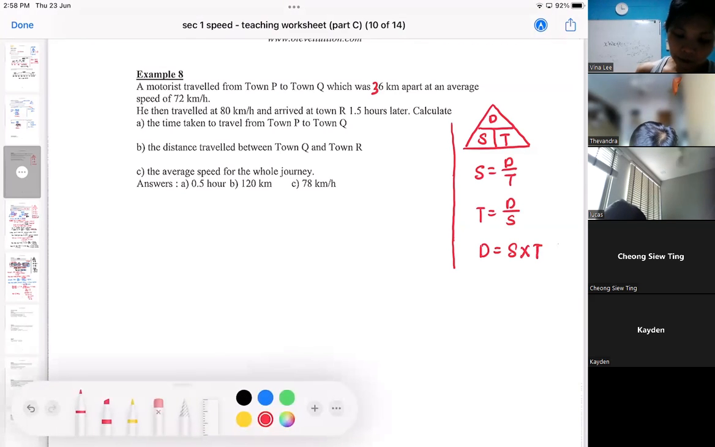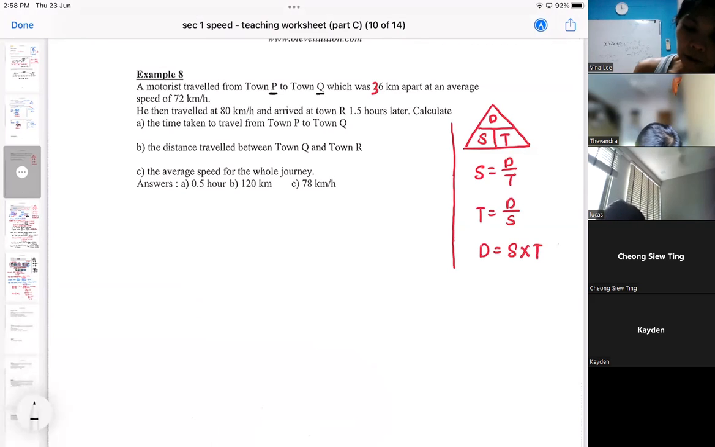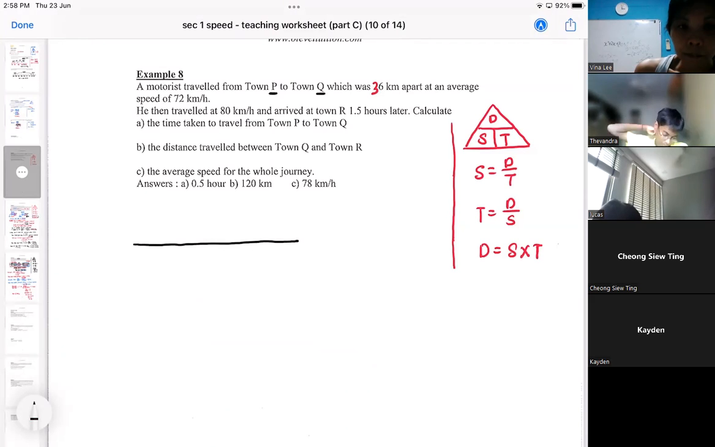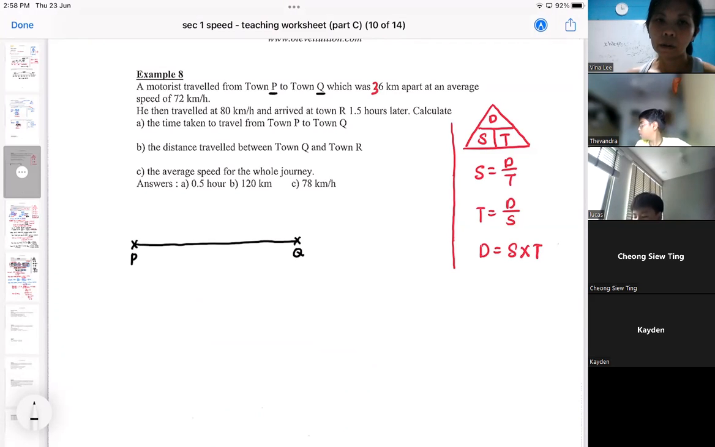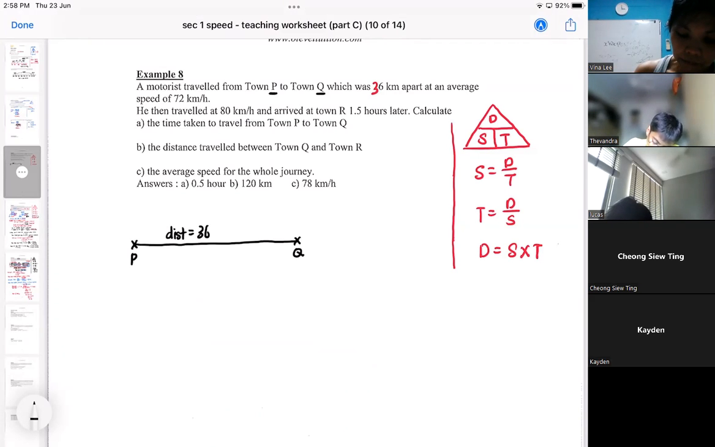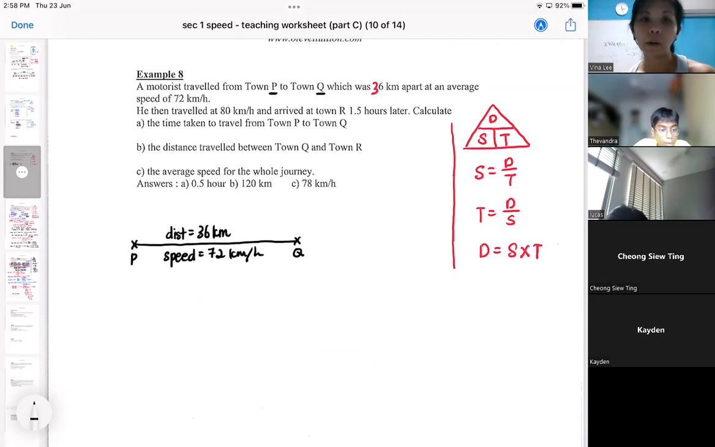So here, I'm going to draw my information. I got P, Q, and R. So I'm going to draw for P first to Q. I will usually put the information like this. So I got the distance. I got the speed. So I will do something like this.